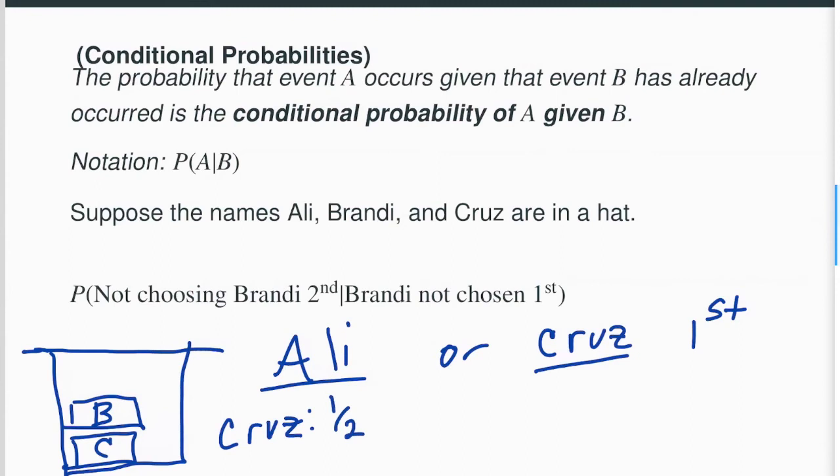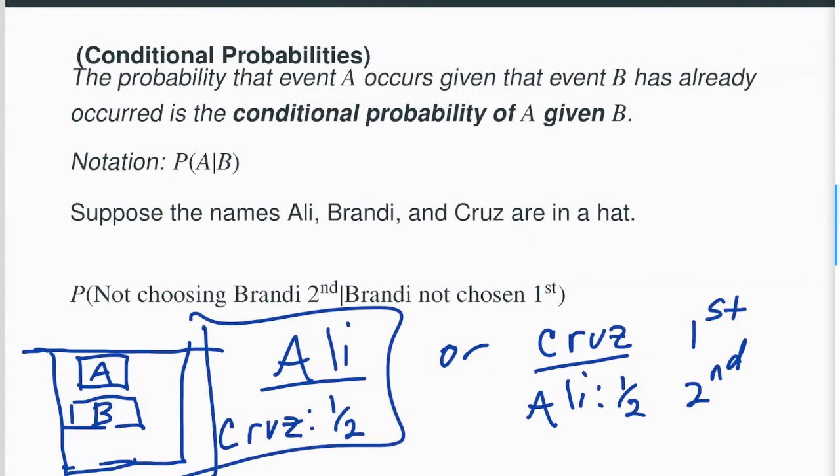Similarly, if we look here and say, okay, instead of choosing Ollie first, if we had chosen Cruz first, so we're just left with Ollie and Brandy as options for second, then not choosing Brandy in this case would mean that we chose Ollie second. And we can see that since there's just these two names in here, there's a 1 in 2 chance that we've chosen Ollie second.